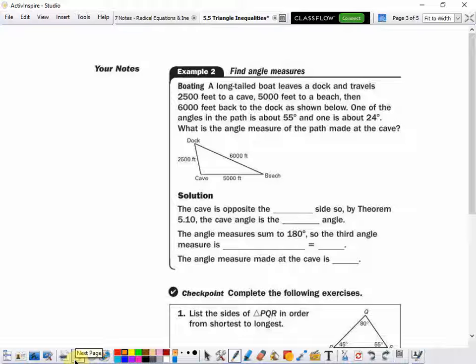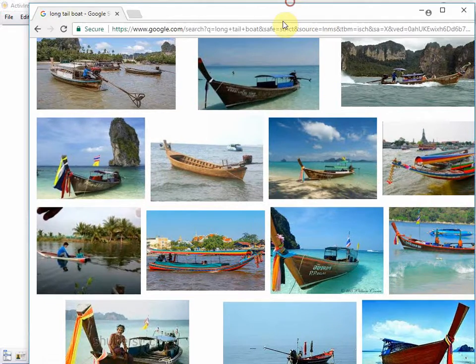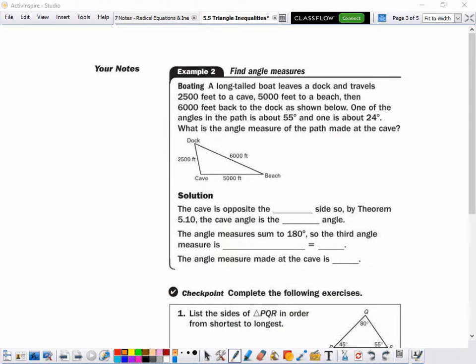A long-tailed boat leaves a dock and travels to a cave. In case you're wondering what that even means, a long-tail boat, it looks like that. So one of those kinds of boats leaves a dock and travels to a cave 2,500 feet away. So the boat leaves the dock, goes to the cave 2,500 feet away. Then it travels 5,000 feet to a beach, and then 6,000 feet back to the dock.